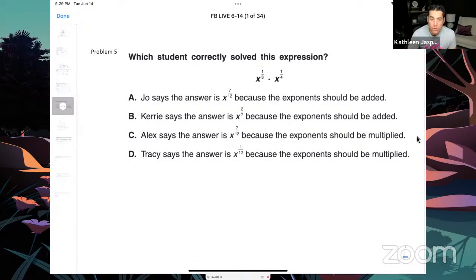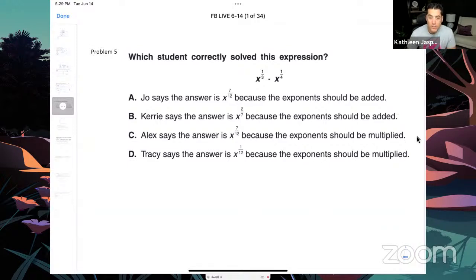Okay, question 5. And I always like these because it gives you a problem, but then the answer choices aren't necessarily just do the math. It's kind of like a scenario based. Which student correctly solved this equation? We have x to the 1/3 power times x to the 1/4 power. And we have all of our answer choices.